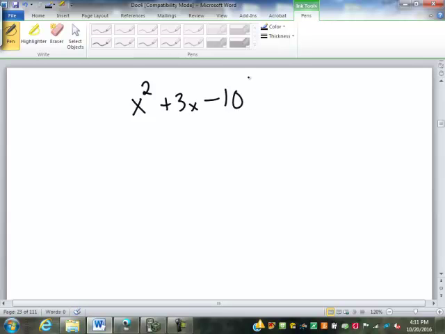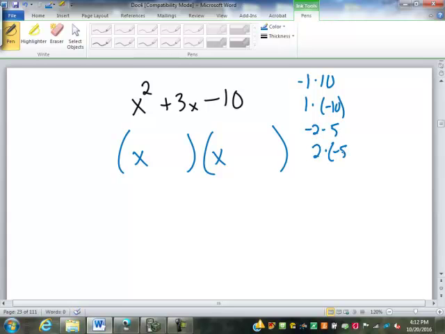What's different here? There's a negative again, but now it's on the last digit. Once again, common factors? No. So we're doing our FOIL in reverse because it's 3 terms. Well, x squared is still x times x. But now since that's a negative 10, it has to be 1 positive and 1 negative number multiplied together. So negative 10 can either be negative 1 times 10 or 1 times negative 10. Negative 2 times 5 or 2 times negative 5.